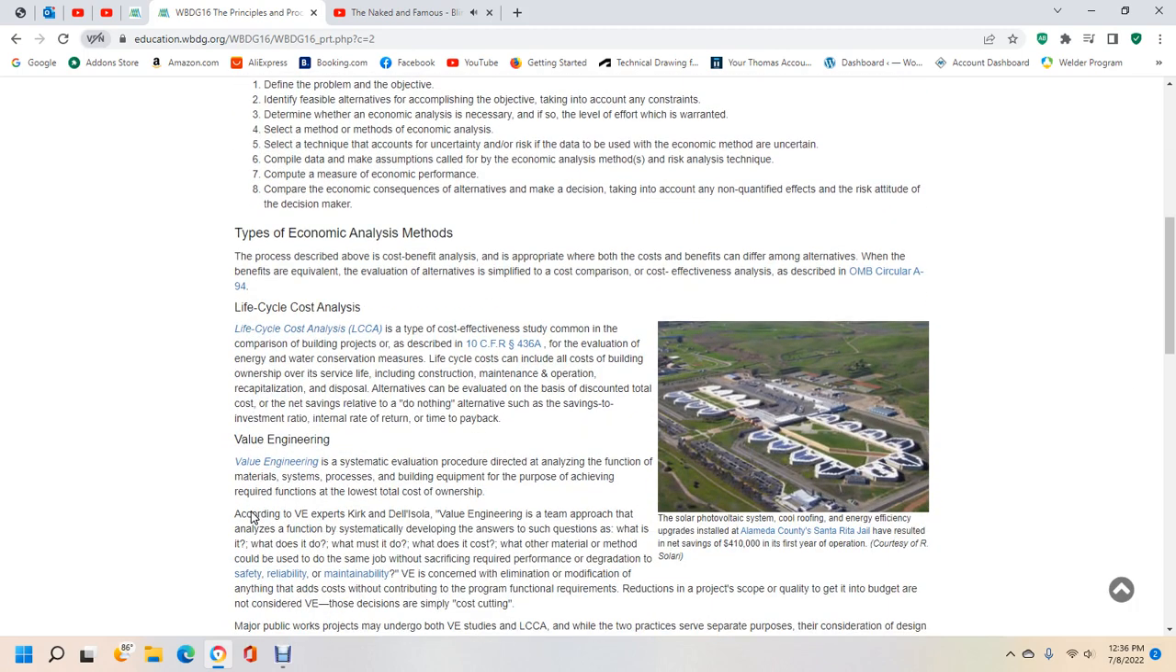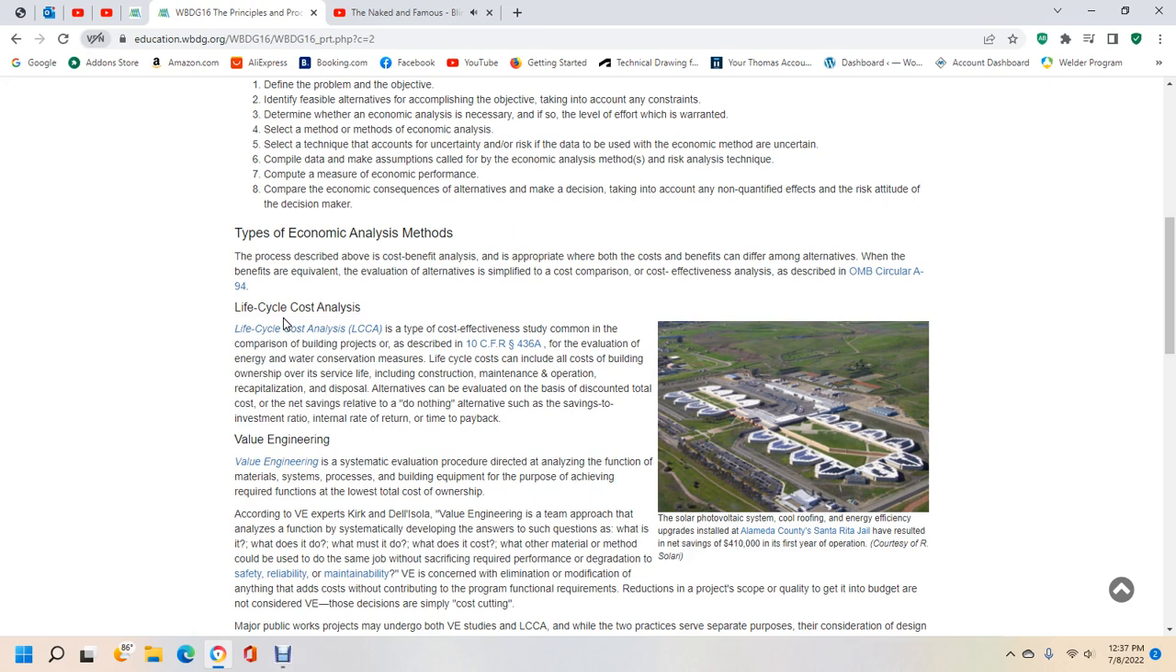Types of economic analysis methods. The process described below: cost-benefit analysis, with both costs and benefits that differ for the alternatives. One of the benefits is equivalent evaluation of alternatives, simplified cost comparison, cost-effectiveness analysis described in Office of Management and Budget Circular A-94. Life cycle cost analysis. Life cycle cost analysis is a total cost effectiveness study common with the comparison of building projects, described in Title 10 U.S. Code 436A, with the evaluation of energy and water conservation measures.